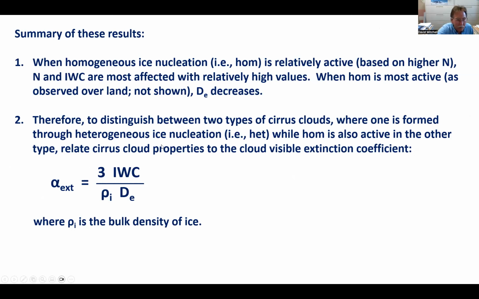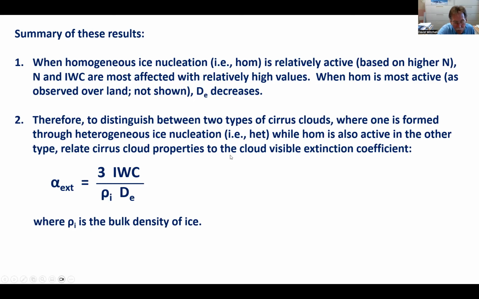And we could say that when homogeneous ice nucleation is relatively active, based on the high number concentration and ice water content, it's when it's active over land that the effective diameter decreases.